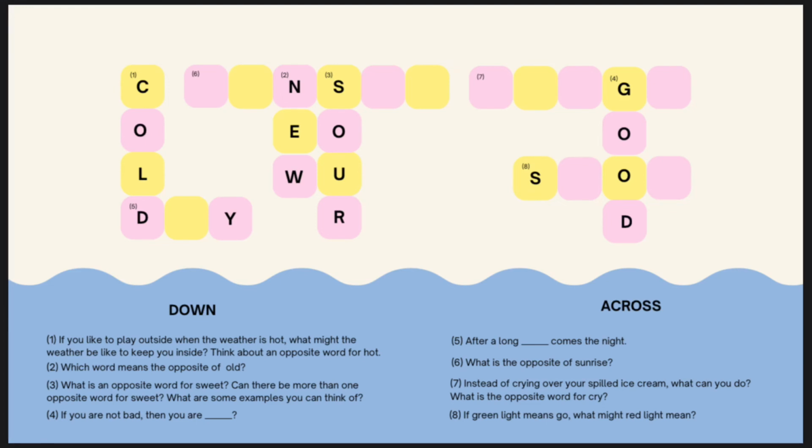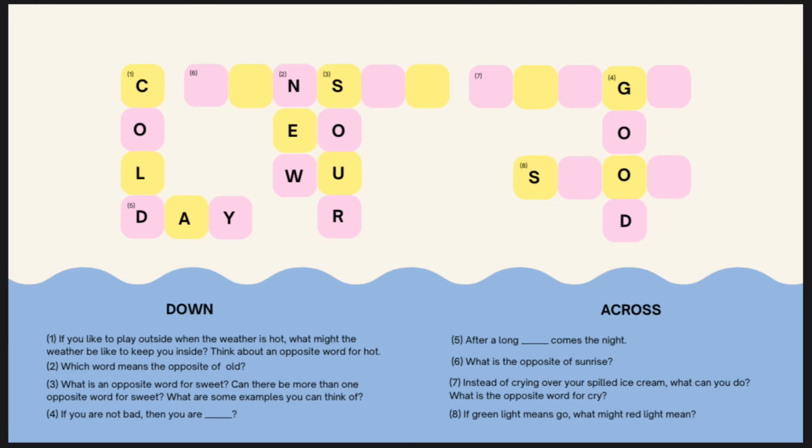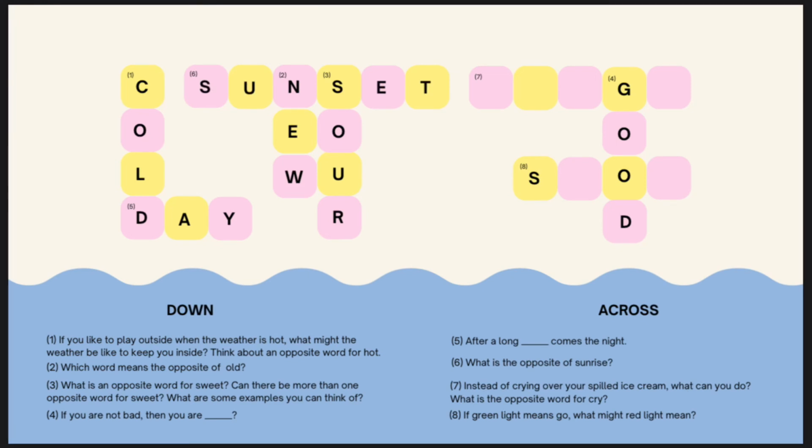After a long blank comes the night. Which word means the opposite of night? Another clue shows that the word only has 3 letters and starts with D and ends with Y. Great! After a long day comes the night. Clue number 6. What is the opposite of sunrise? Another clue shows this word has 6 letters. Can you think of what happens before sunrise? Awesome, student! It is sunset before sunrise.